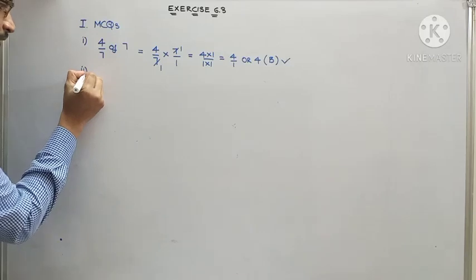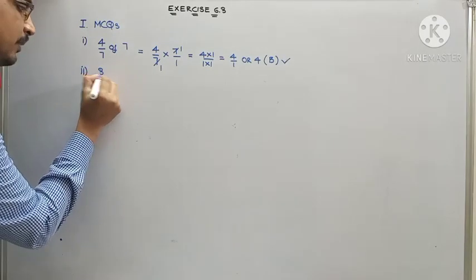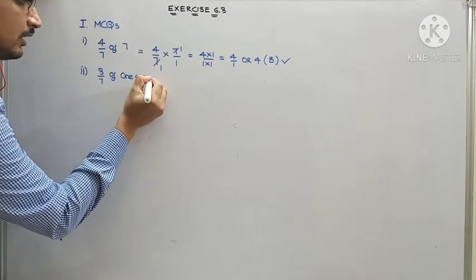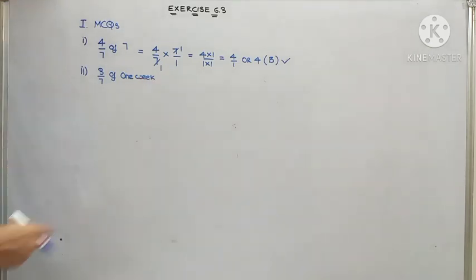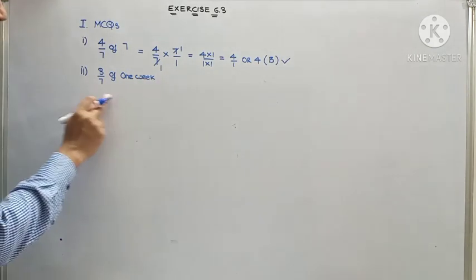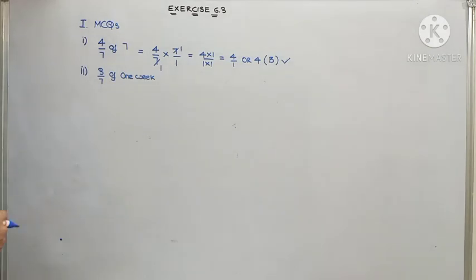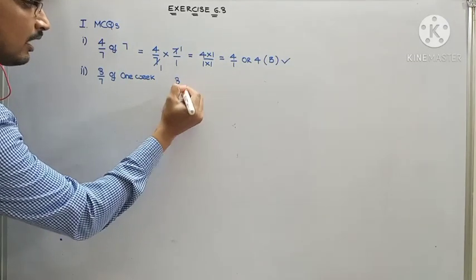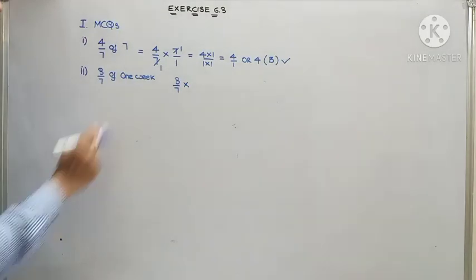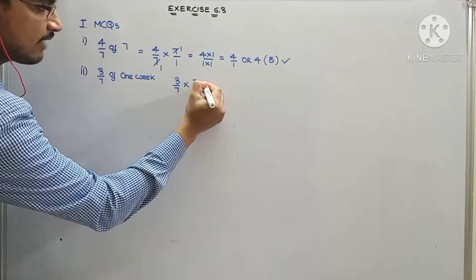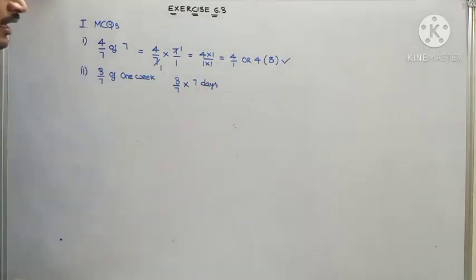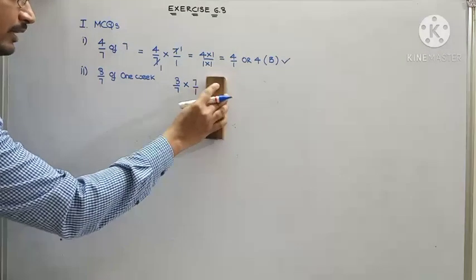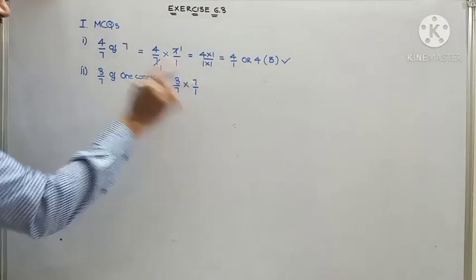Now the second MCQ question, they give 3 by 7 of 1 week. If you check the given options, all the options are in days: 1 day, 2 days, 3 days. So indirectly, they are giving us a hint that you have to mark of as multiplication. 1 week contains how many days? 7 days. So we can write it as 7 by 1. So we are converting 1 week into 7 days.